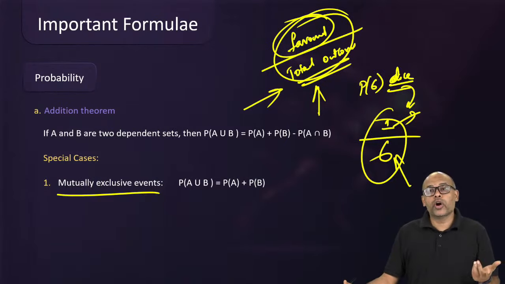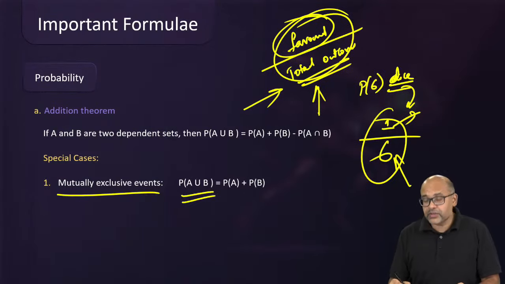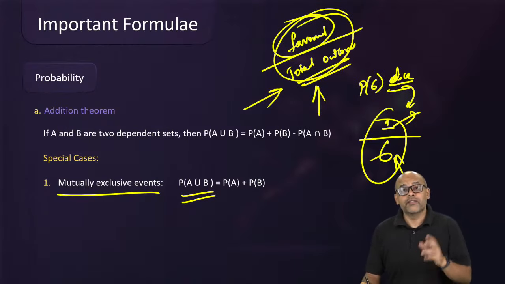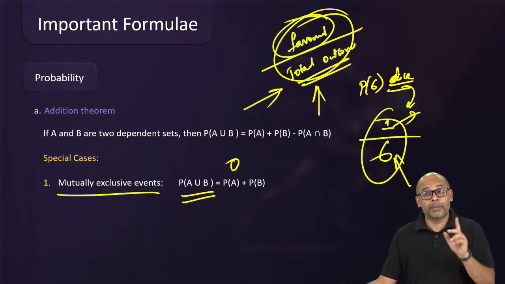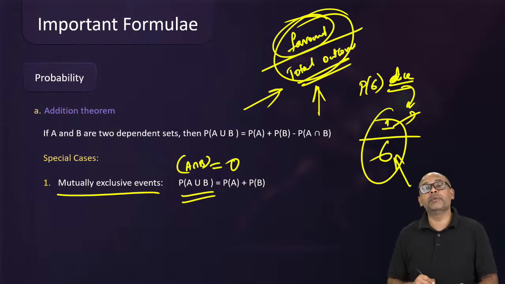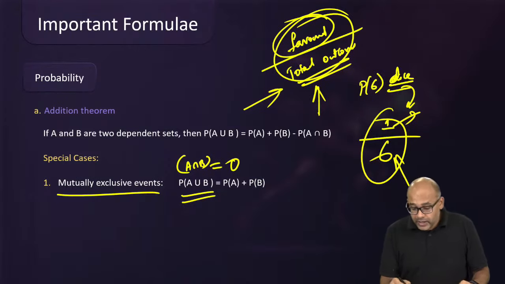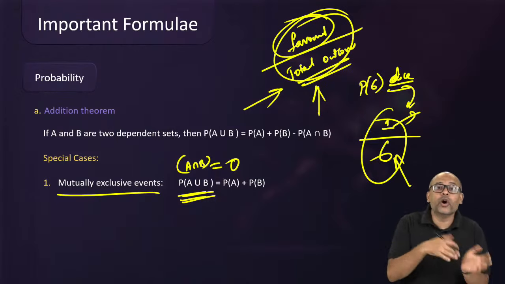When you are tossing a coin, if I am getting a head, then obviously you can't get a tail, right? Because you can't get both head and tail at the same time. So in such a case, A intersection B will be 0 because both cannot happen at the same time. But if you're talking about A union B, what does it mean? It means either head or tail.